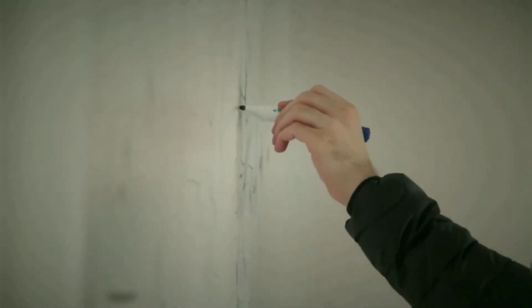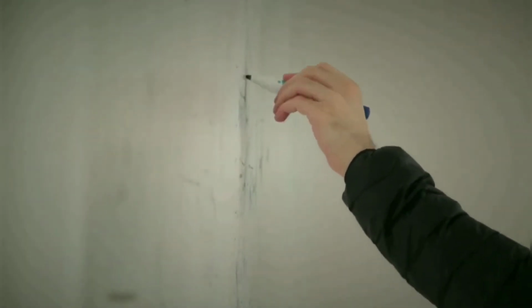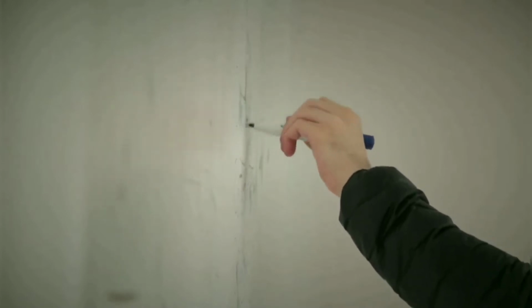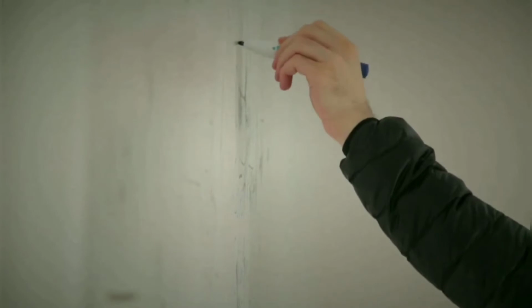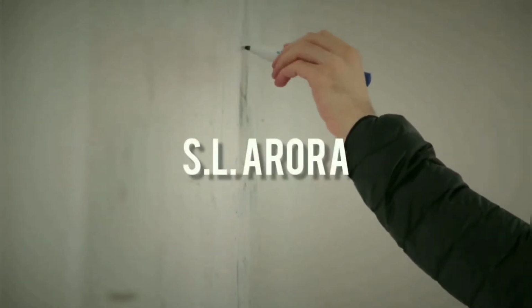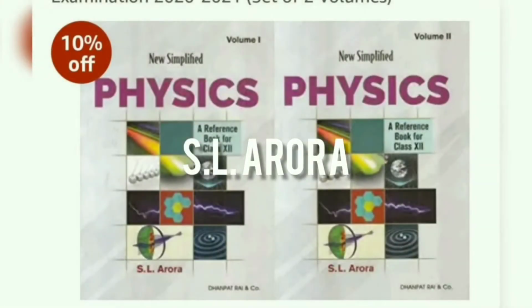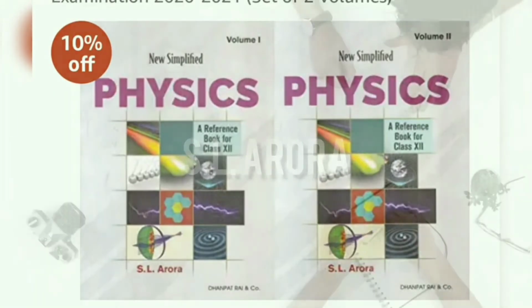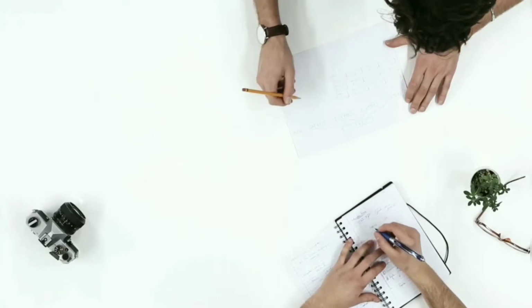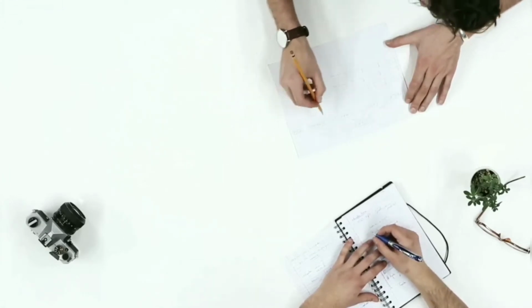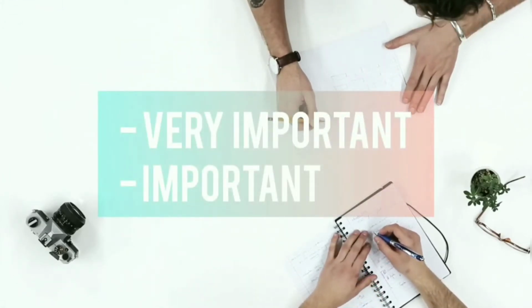Now it's time to give you the numericals which are very important for the internal school exams and board exams. I have selected these numericals from SL Aurora. So you have to buy this book, tick the questions and do them well. Before you start preparing these questions, listen to me carefully. I have ticked some of the questions as very important and important.